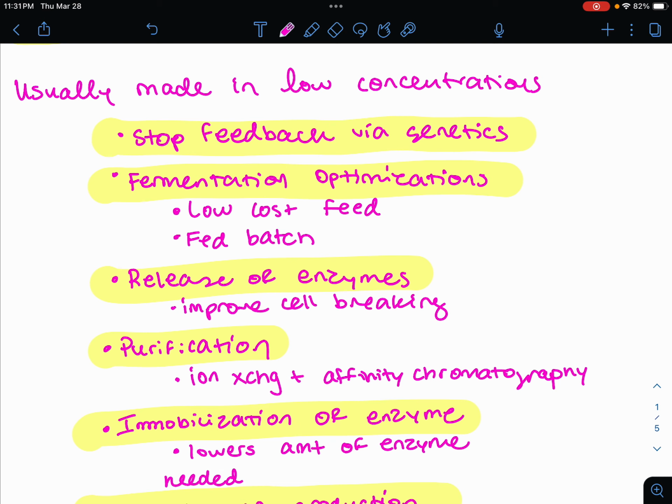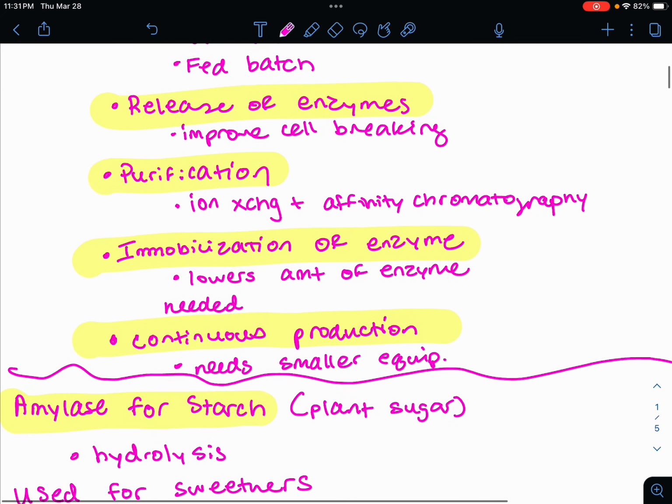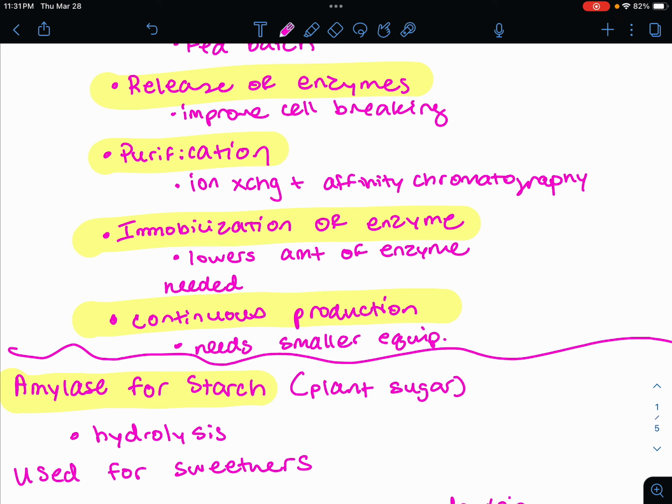Well, in the case of the enzyme producing microbes, you could use a low-cost feed, and you could also use fed batch fermentation. The release of enzymes, so the amount of enzymes that the cells are going to be releasing, you could increase that by cell breakage techniques. You could also change the way you're purifying the product, so you could have ion exchange and affinity chromatography to increase that concentration and the purification of your product.